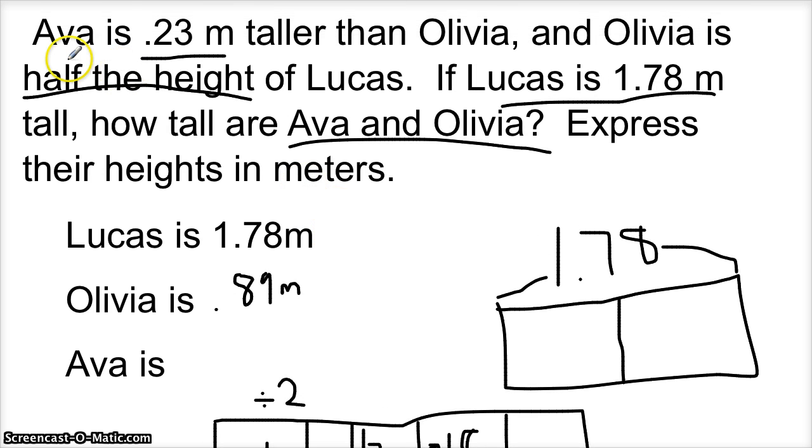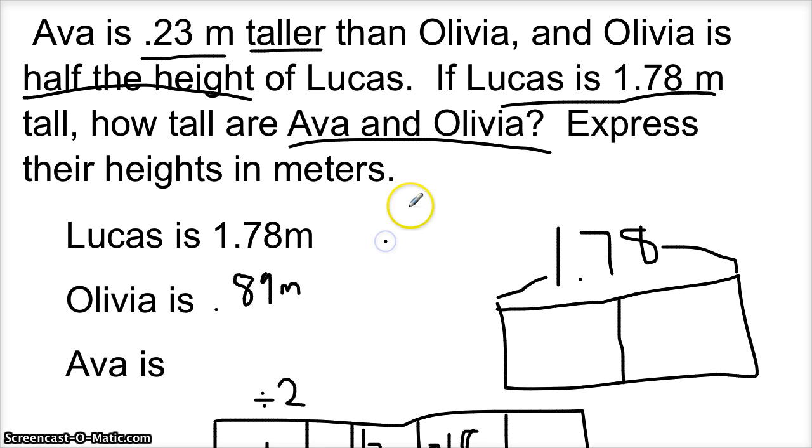Now the last part is Ava's height. We can't forget about her. Ava is 23 hundredths of a meter taller than Olivia. So what does that mean, taller than? How could I figure out how tall Ava is using Olivia's height? Figure it out, and if you get stuck, unpause.